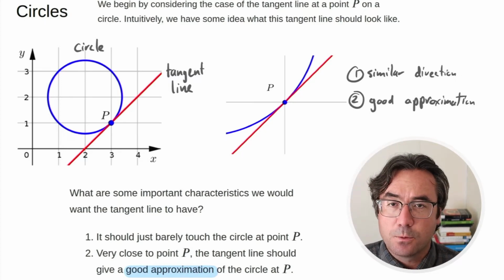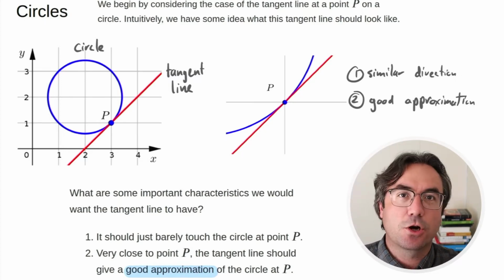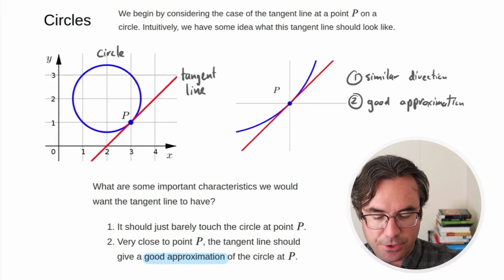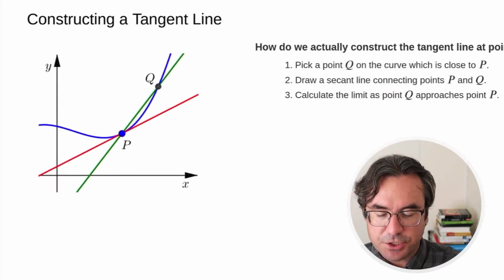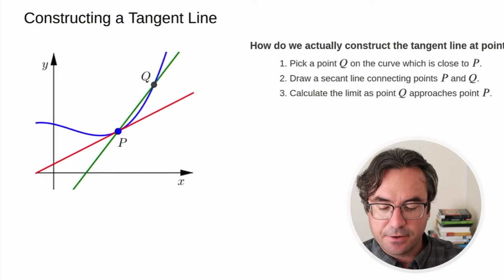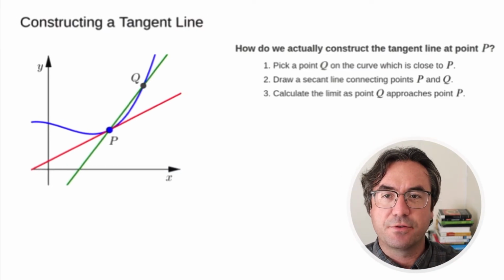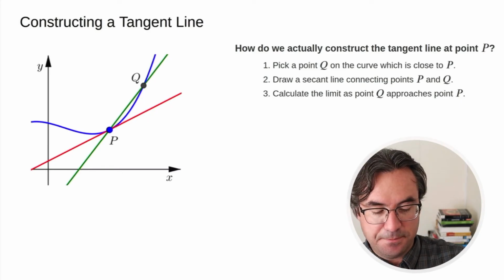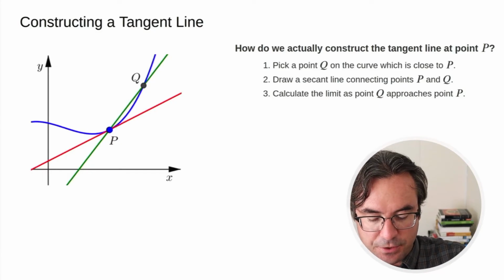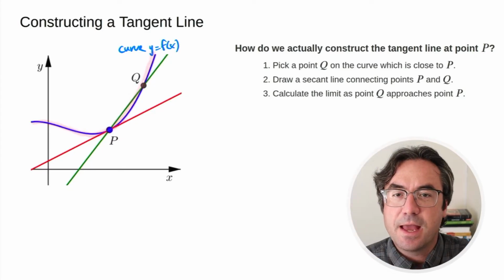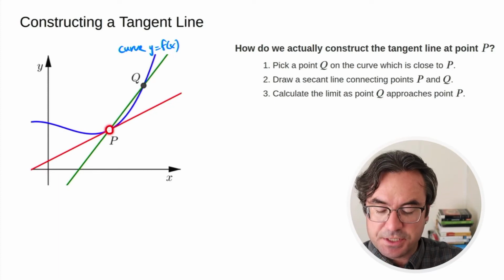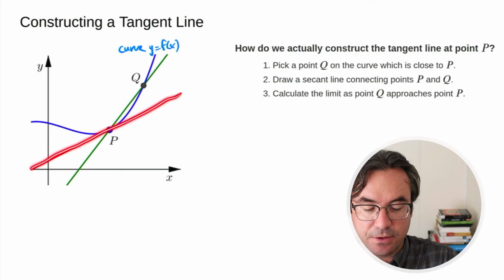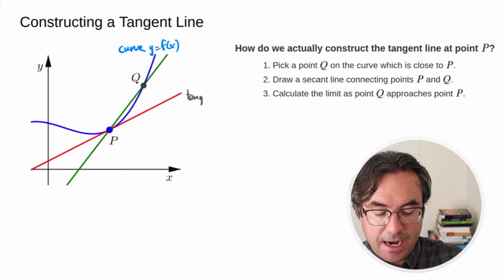All right, so we're going to want to extend this to curves that are not just circles. So how do we do this? How do we actually construct a tangent line for a general graph of a function? The difficulty is, if we have a curve y equals f of x, and we have this point P that we're interested in, and we want to construct the tangent line, how do we do that?